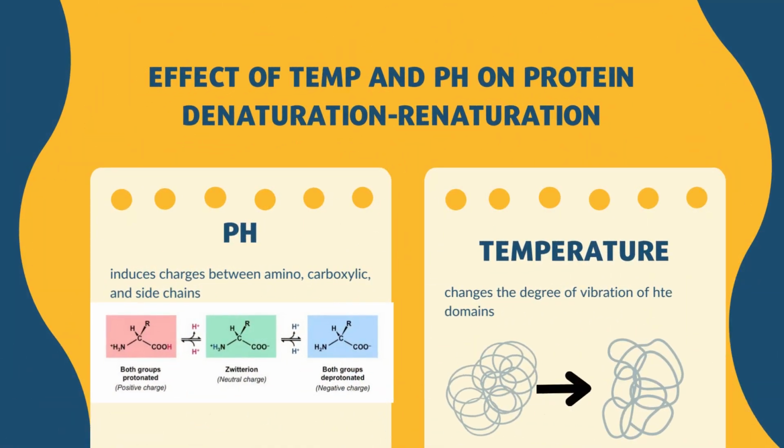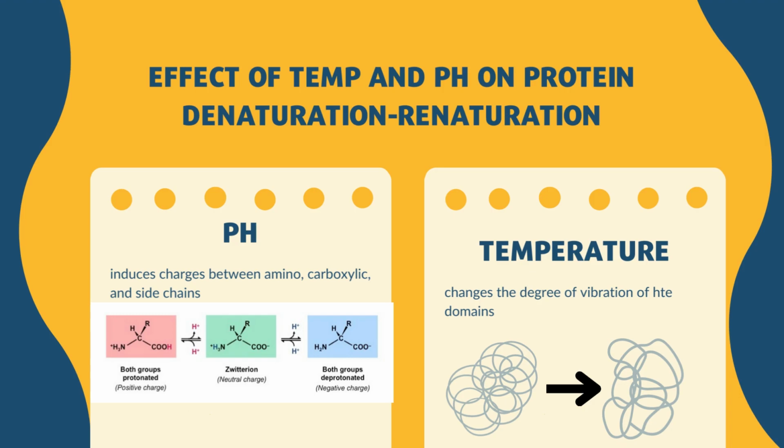We have seen in both pH and temperature plots that the function and thus the structure is altered upon increasing or decreasing the pH and temperature. But how exactly? The change is centered around the alteration of H bonding and electrostatic interactions. The change in pH induces charges between the amino, carboxylic, or the side chains, resulting in changes in electrostatic interactions. The change in temperature causes changes in the vibration of the domains, leading to an alteration to the structure.